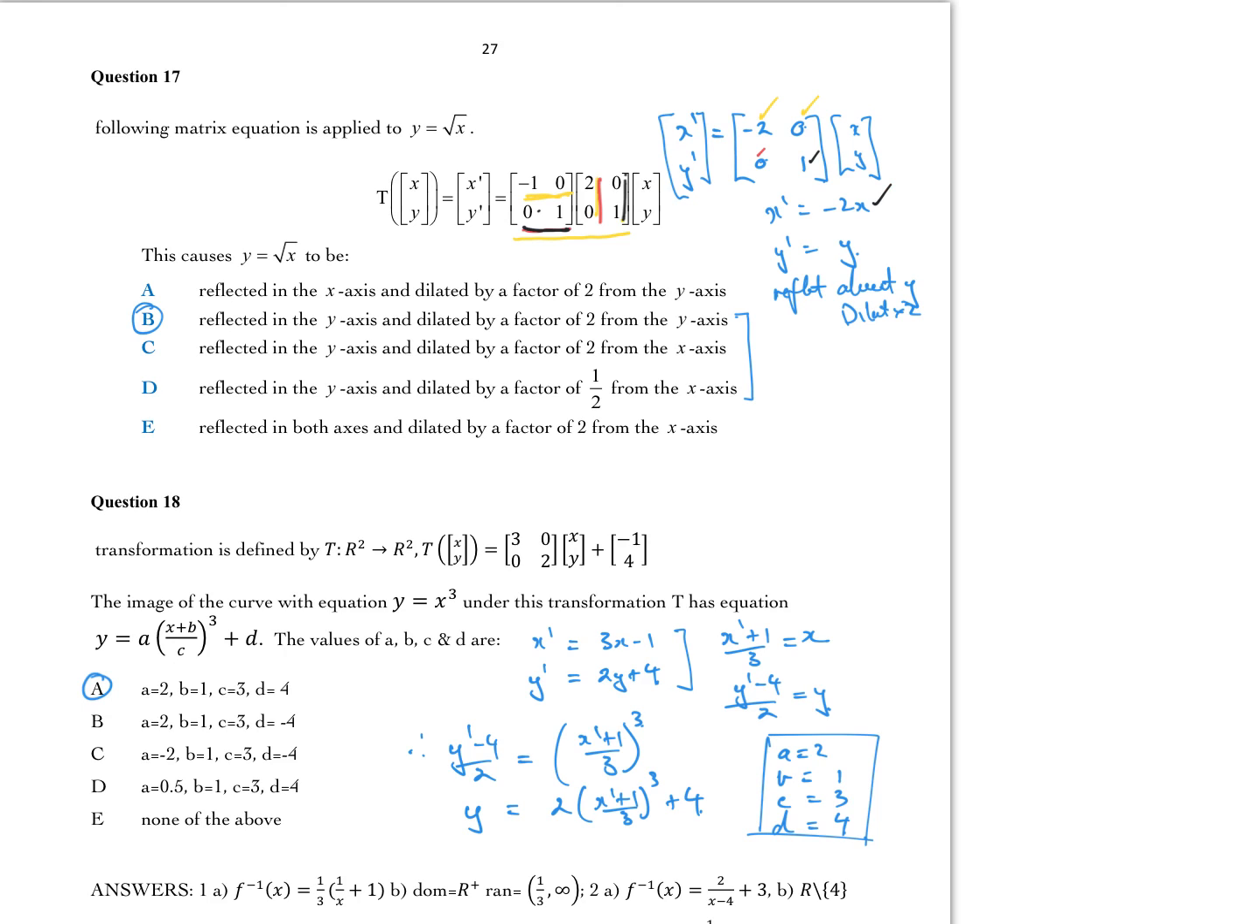So x dash is equal to -2x, y dash is equal to y. So we're going to reflect it. The x coordinate gets impacted. So we're reflecting about the y axis, and we're also dilating by a factor of 2, which is B.